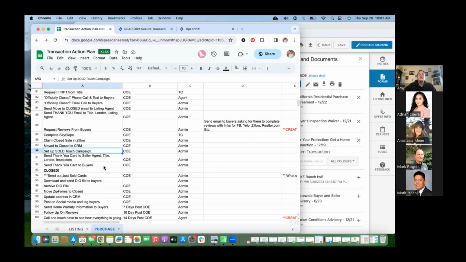Okay, any questions about close of escrow, getting to this point right here, to the point of closed? No, we're good. All right.